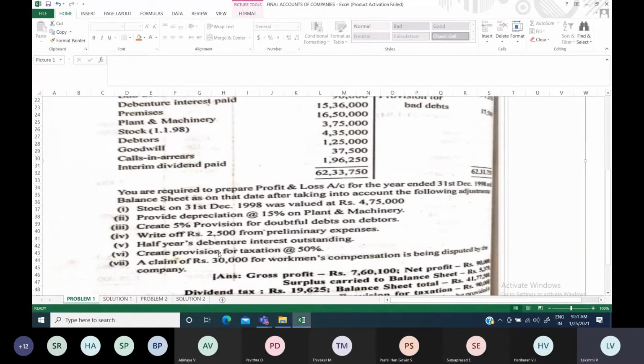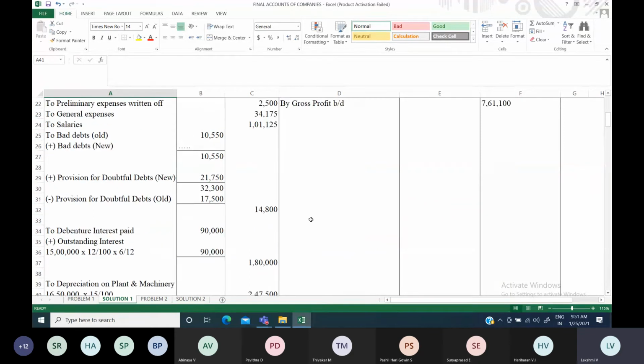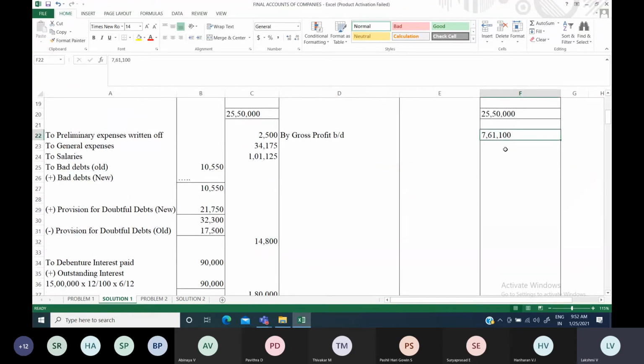Now create a provision for taxation. Only this we have to take right now. This one 30,000 will come under the liability side of your balance sheet. Workman compensation, that claim. So provision for taxation, 50% only we have to do right now. You just wait, and calculate this amount only on the credit side. Is any other income given? Commission received, discount, nothing is there. So only this amount is there.